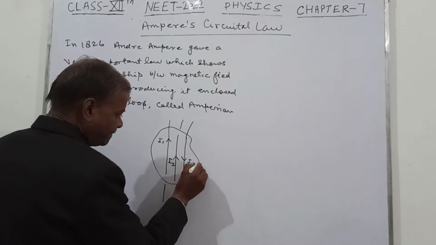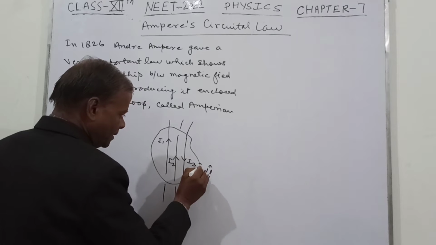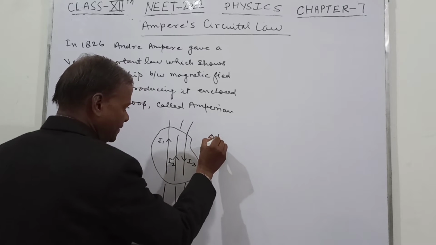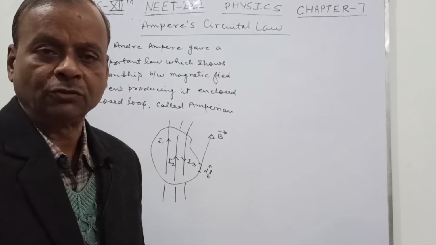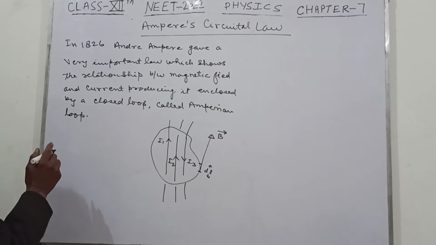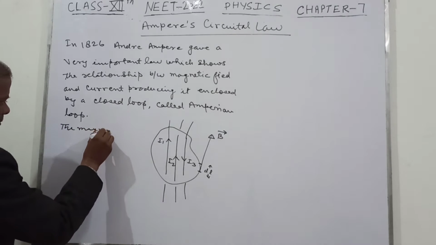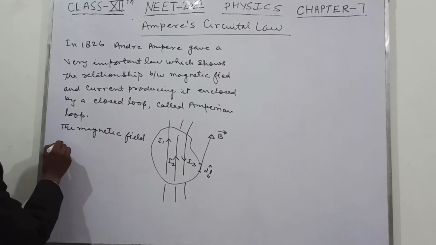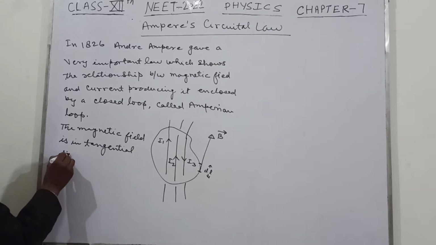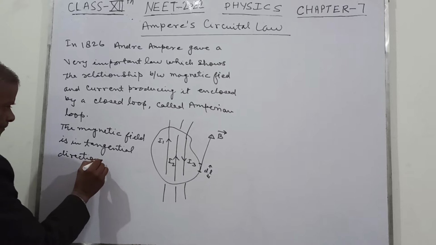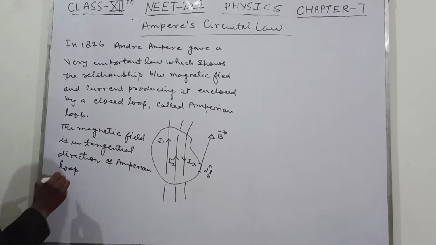Here suppose we are having an element of length dl, then the magnetic field, this is the magnetic field B. So magnetic field is always in the tangential direction to the Amperian loop that we have considered here.